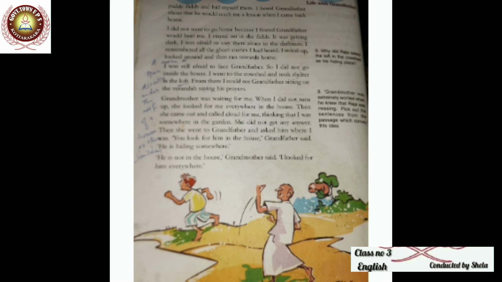Then grandfather stood up and went outside and called aloud, Come, Raja, come. I won't beat you. But I did not answer him, for I thought that he would beat me. Grandmother was angry and said, He won't come. You drove him away. I heard you say that you would beat him if he came home. Poor child, he is afraid of you and has run away.